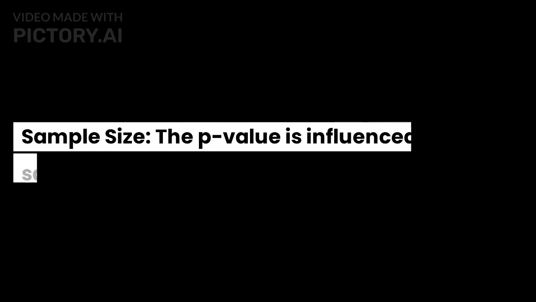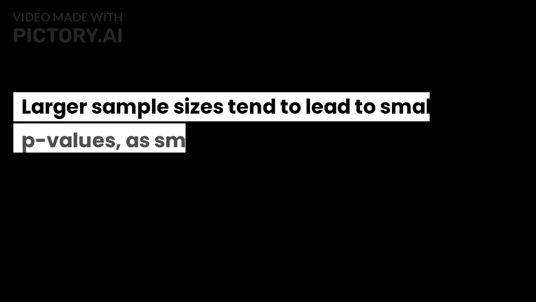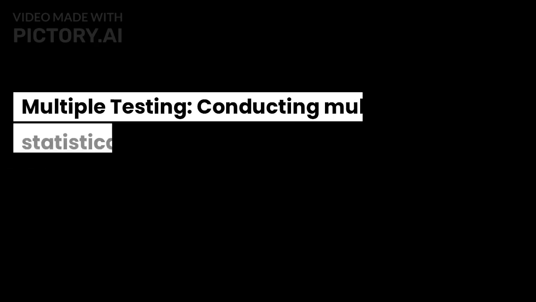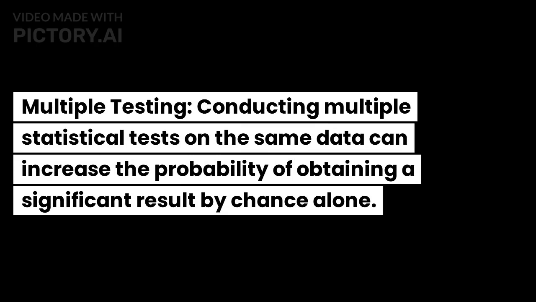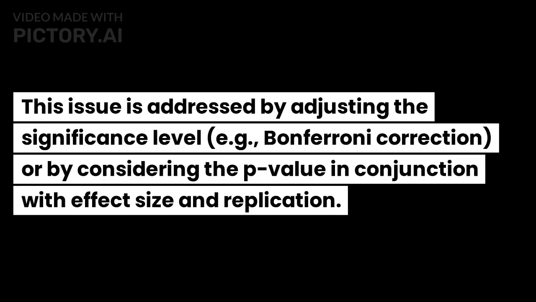1. Sample size. The p-value is influenced by the sample size. Larger sample sizes tend to lead to smaller p-values, as smaller differences become statistically significant due to increased power. 2. Multiple testing. Conducting multiple statistical tests on the same data can increase the probability of obtaining a significant result by chance alone. This issue is addressed by adjusting the significance level, e.g., Bonferroni correction, or by considering the p-value in conjunction with effect size and replication.